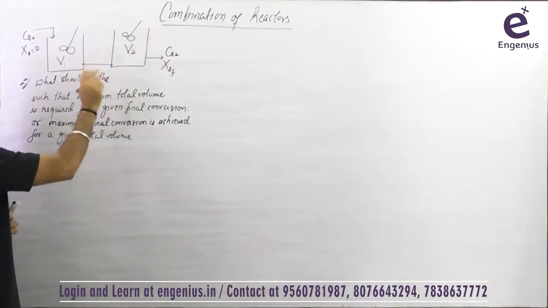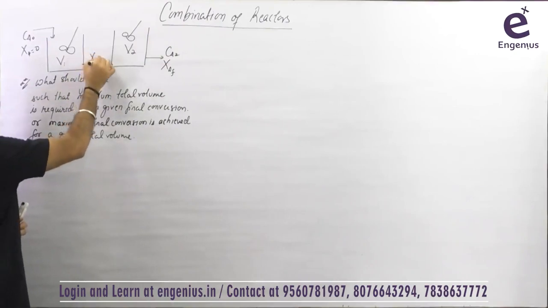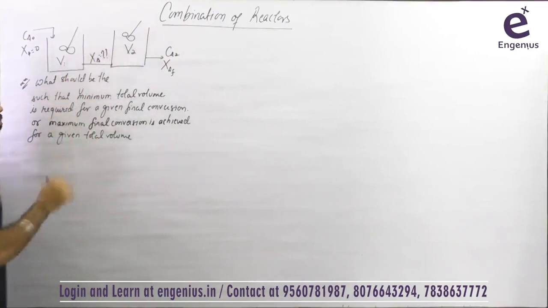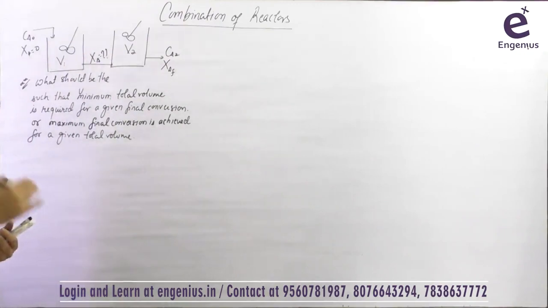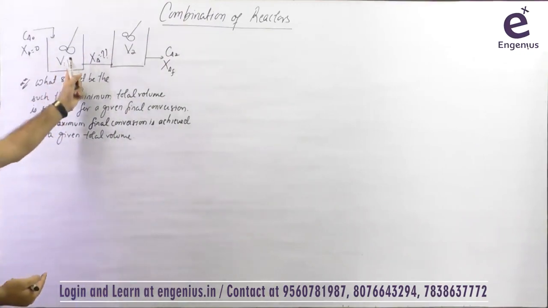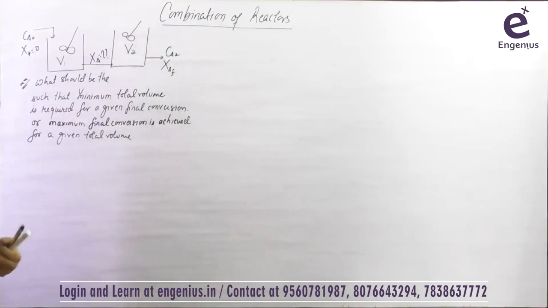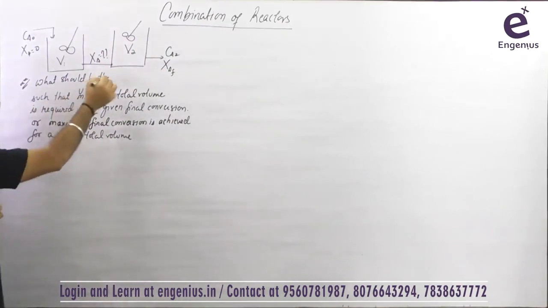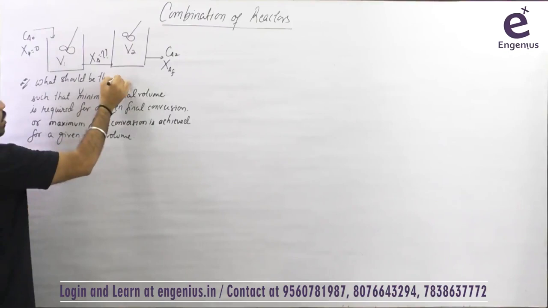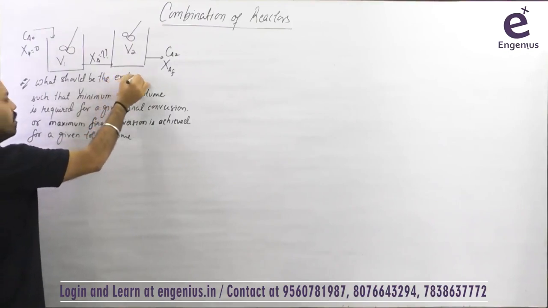Volume of each reactor, or you can say what should be this conversion? What about this conversion? This is not fixed, this will change. You have to change it in such a way that the sum of these two volumes becomes minimum. That is the minimization of the total volume of reactors connected in series. The arrangement is not this one, we will talk about arrangement later. What should be the exit conversion of first reactor?